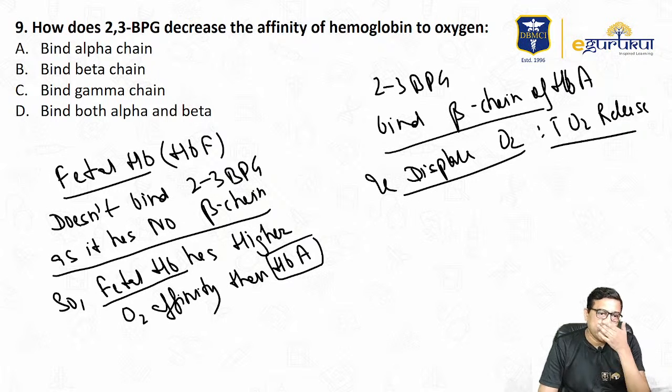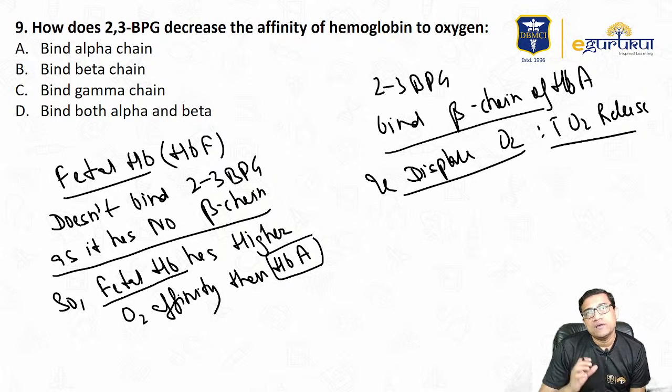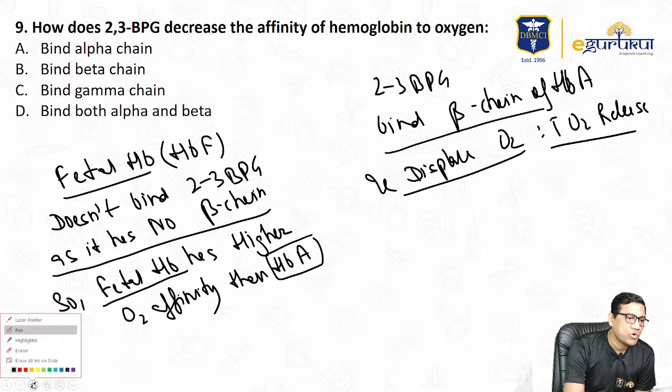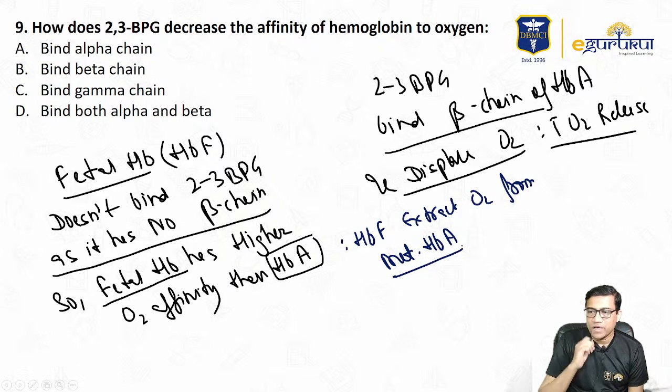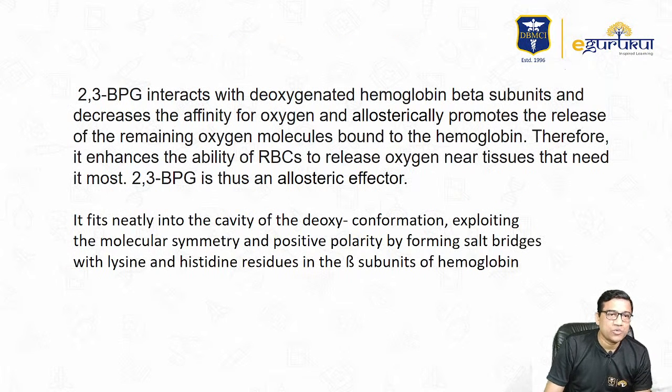And that is why fetal hemoglobin can extract oxygen from maternal hemoglobin. So that is why HbF extracts oxygen from maternal HbA. Are you clear? From the maternal HbA. So what is the answer here? I'll show this also.